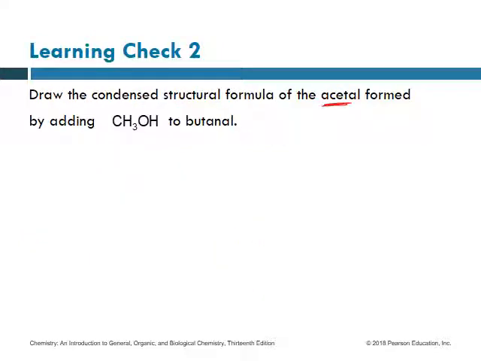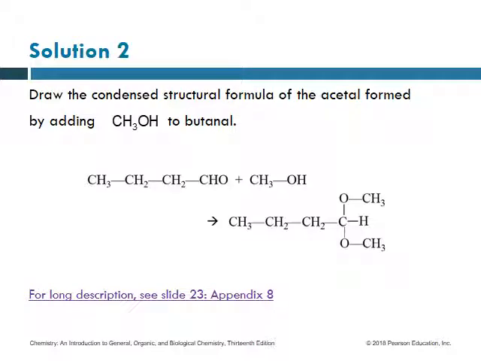Is the acetal produced? The reaction could look like this. Draw the condensed structural formula for the acetal which is formed by adding CH3OH to butanal. Okay, so butanal is the aldehyde, CH3OH is the alcohol. They will react with each other to produce a hemiacetal and then the acetal, right? The question is asking what would be the product produced.